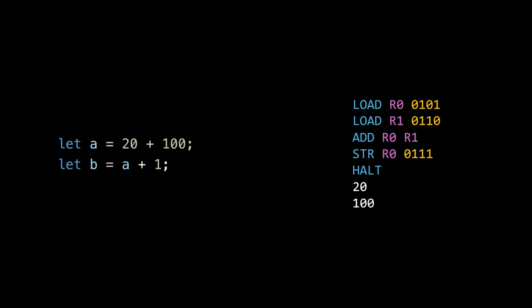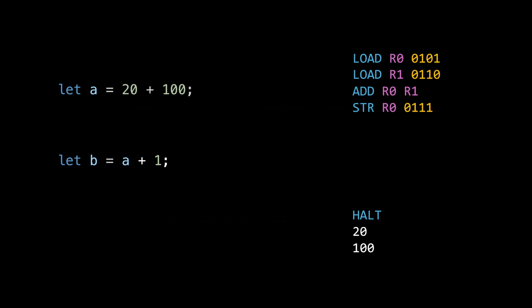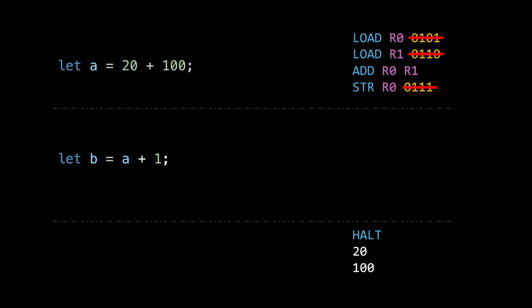Now let's modify our program by adding a new line of code. The instructions for the first line remain almost the same, except for the addresses. I'll explain this further in a moment.